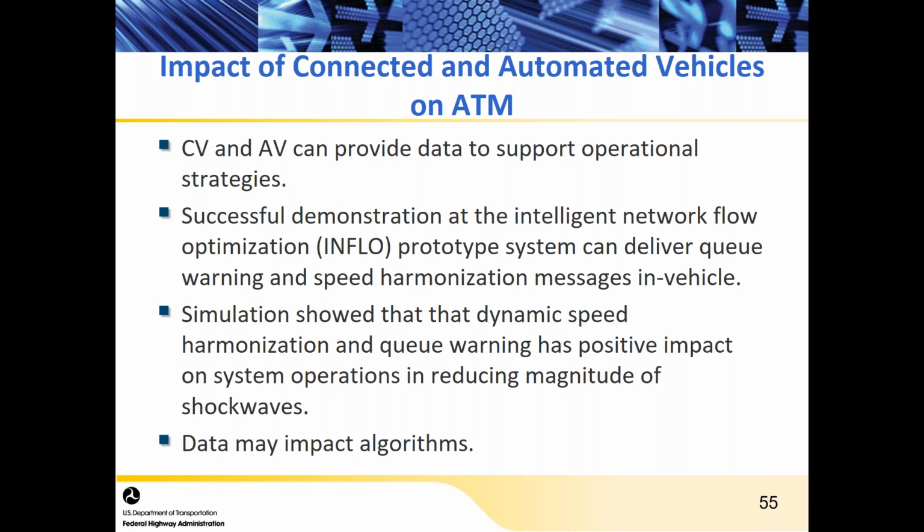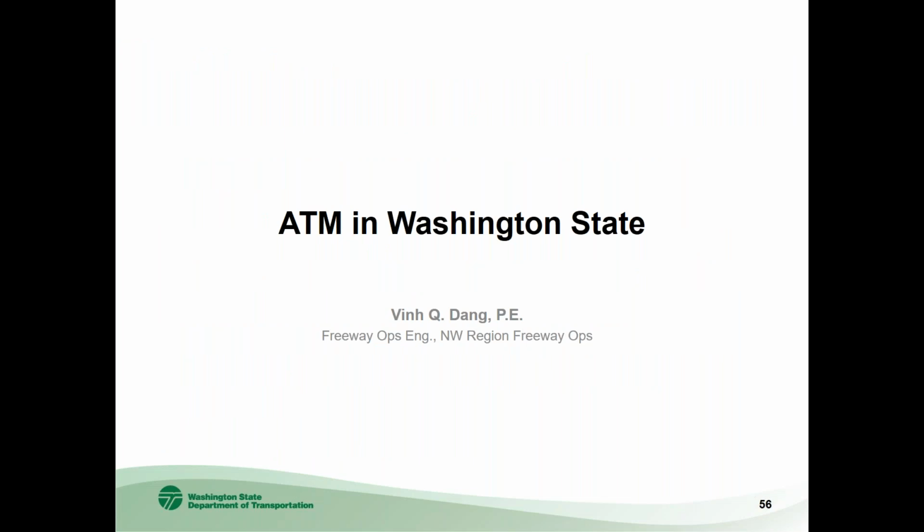There have been some simulation activities that have been undertaken to look at dynamic speed harmonization and queue warning and how they do have a positive impact on system operations, and the importance of data and how it impacts your algorithms. So the more connected and automated vehicles we have in the system as time goes on, they become a data point that helps make the algorithms more robust and helps the system be more responsive to what's going on in the field. So they play a role in how ATM will operate in the future. Exactly how remains to be seen, but it will work, and we know that they can be relied upon to provide data.